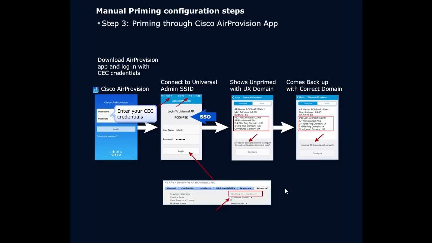Another thing you're going to want to do is priming through the Cisco Air Provision App. This is an actual app on your mobile device. You find it through your App Store or your Google Play Store, whatever store you use for your mobile device. You're looking for the Cisco Air Provision App, okay? Now what this does is it uses the GPS of your phone to actually associate you with the region. So that's why they use a mobile phone or a mobile device.